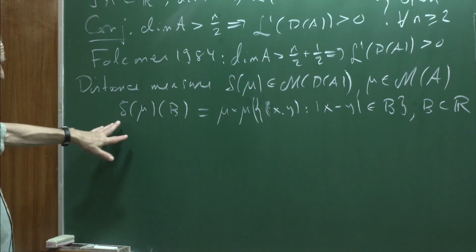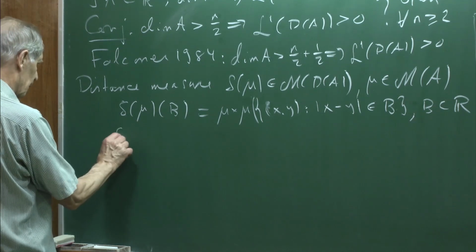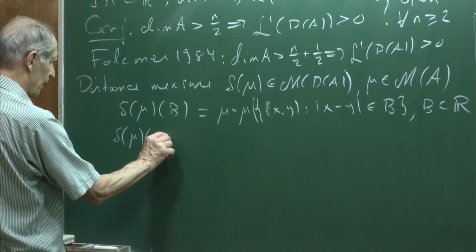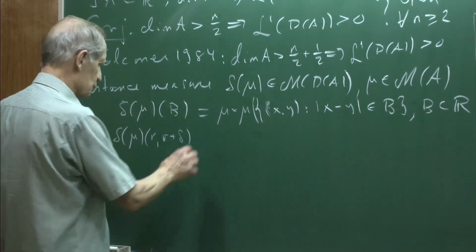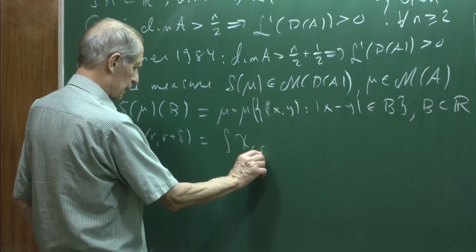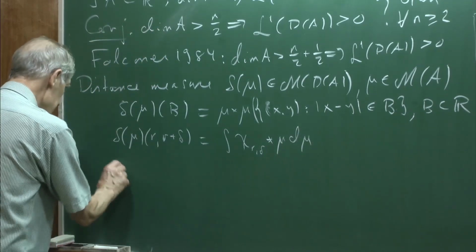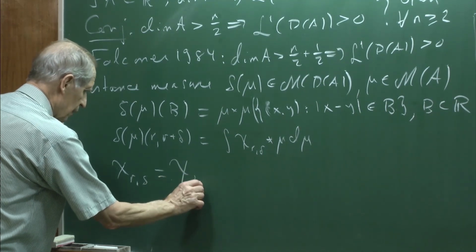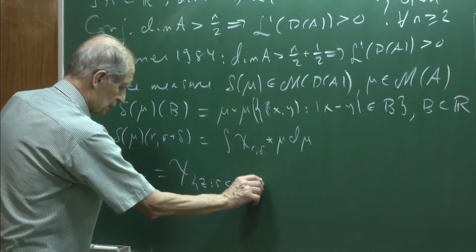And now how to prove this thing? Well, if I look at some interval, what this measure does to an interval (r, r plus delta), then I can write this as an integral of a convolution, chi_{r,delta} star mu integrated with respect to mu, where chi_{r,delta} is the characteristic function of the set in R^n, so that r is less than norm of z is less than r plus delta.